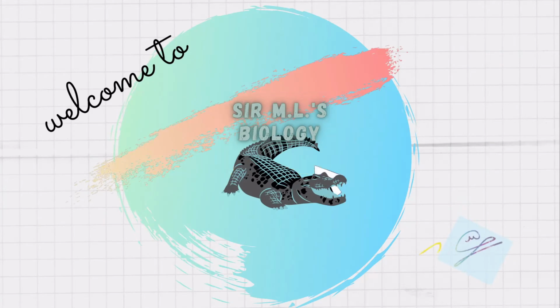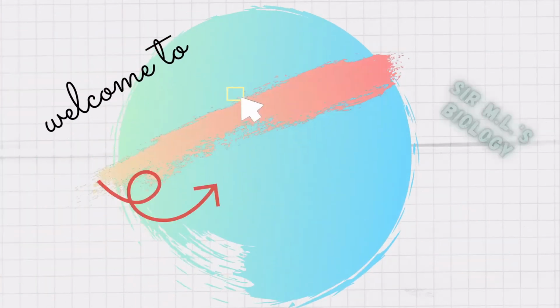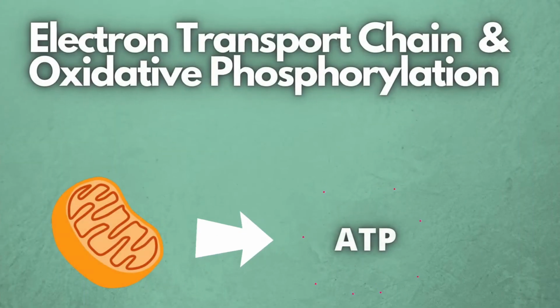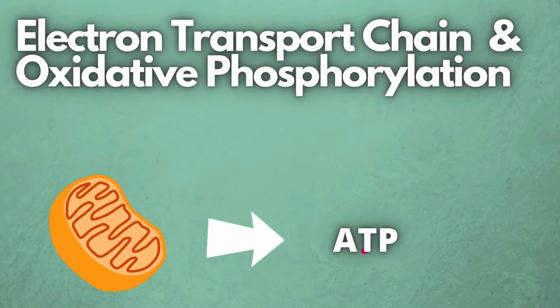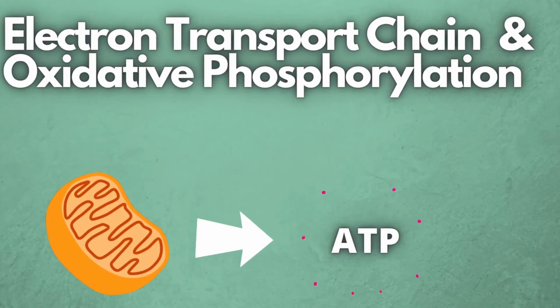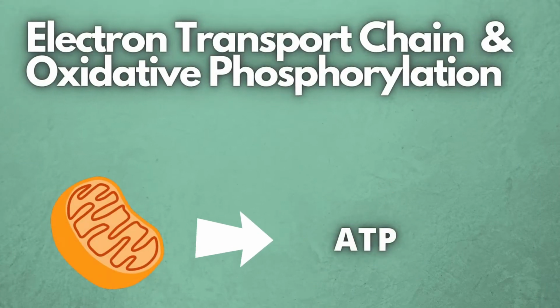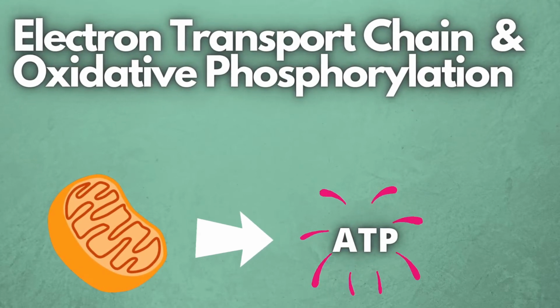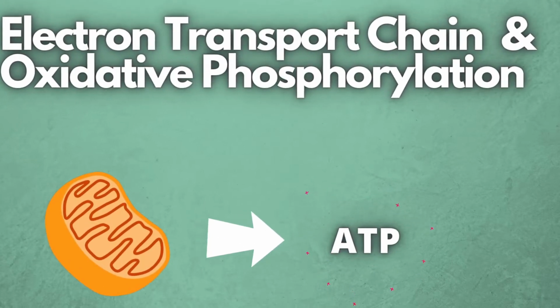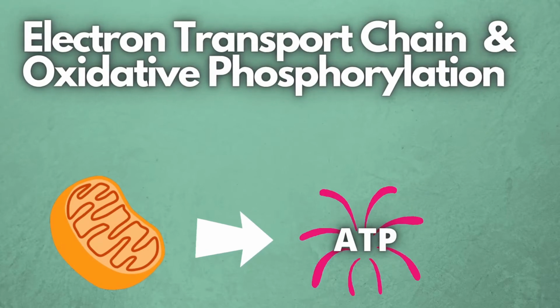And in today's video, we are going to delve into the wonderful world of the mitochondria and look at these two processes that work in conjunction with each other to make the bulk of the ATP within mitochondria during cellular respiration.